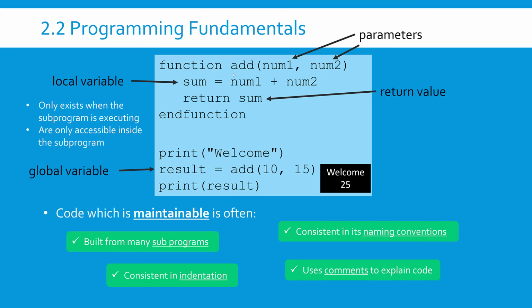And finally, a simple one is using comments. A comment is an annotation in code. It will be 2 forward slashes in OCR exam reference language, and comments can explain what code is doing to make it easier to understand.